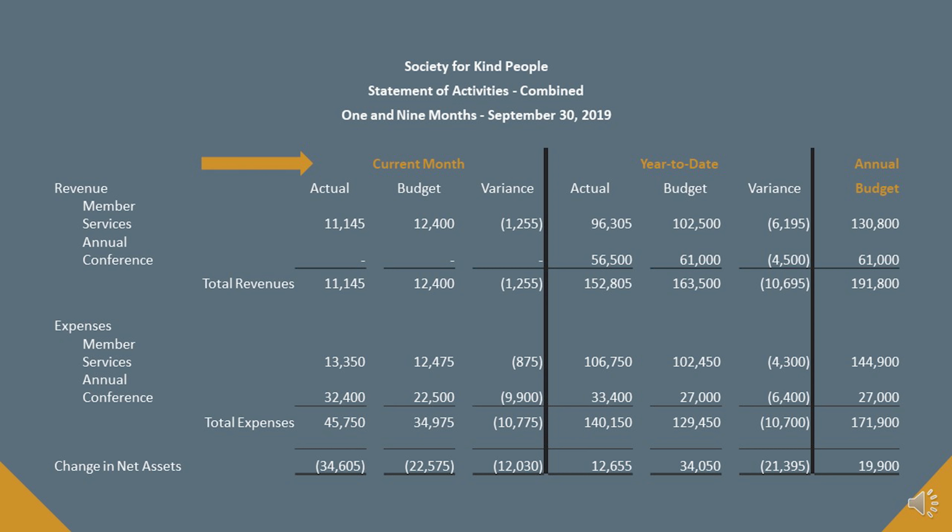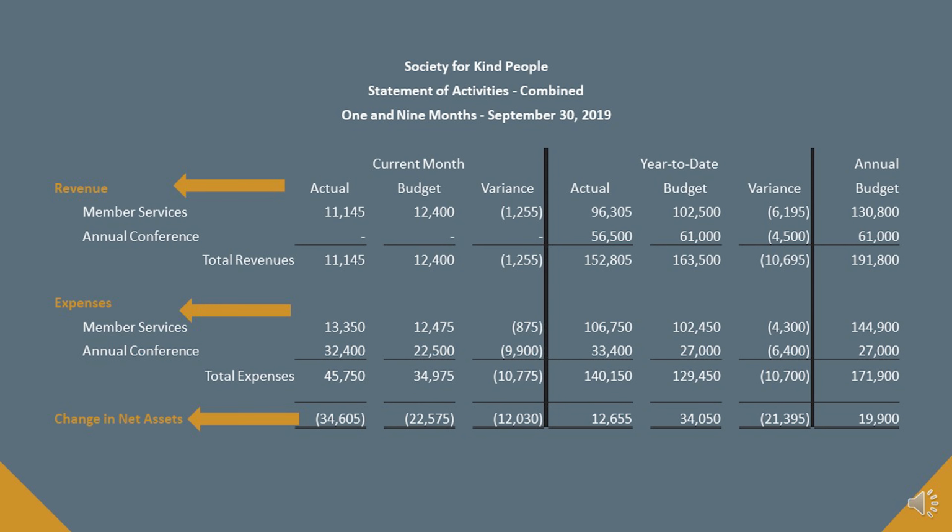And the annual budget is your guide to see how close your organization is to achieving its revenue goals or reaching its spending limits. You'll see three basic sections. You'll see revenues, expenses, and changes in net assets. The change in net assets equals revenues minus expenses.